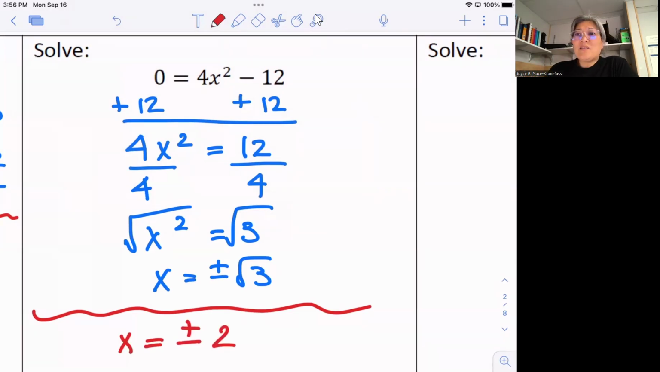Again, at any point in time, feel free to hit pause, check your work, copy something down, put it in your notes. You do need to create your note sheet, so that is going to be something that you should be working on as well.